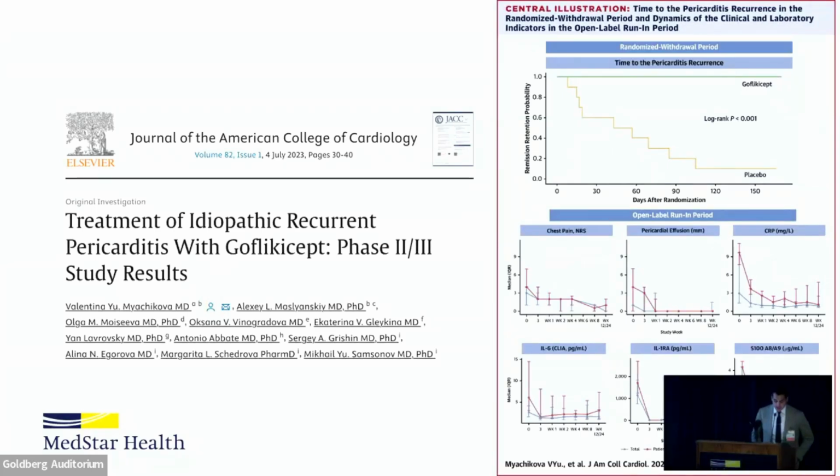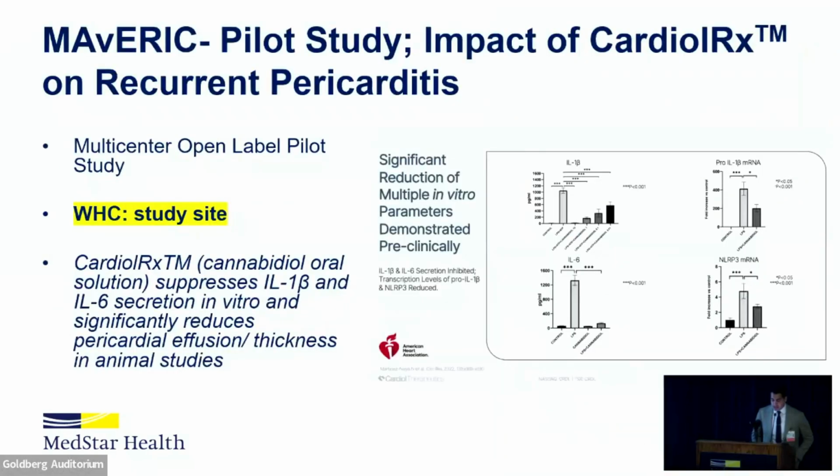The future is to really stratify what the underlying predisposition is. And this is newer data from last year looking at another interleukin-1 blocker called goflikicept. This was just phase 2 and 3 early data, very similar to what we saw with the rilonacept population with regards to decreased recurrences and improved survival from recurrences. But again, it will be many years before we see this approved by the FDA.